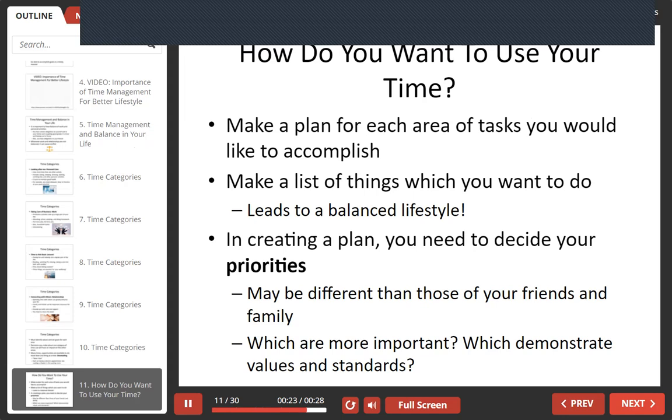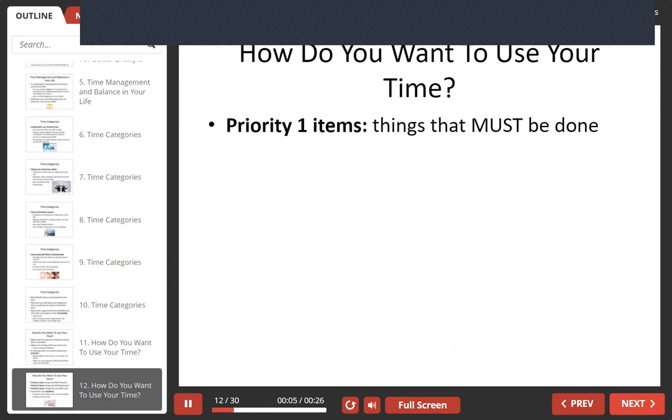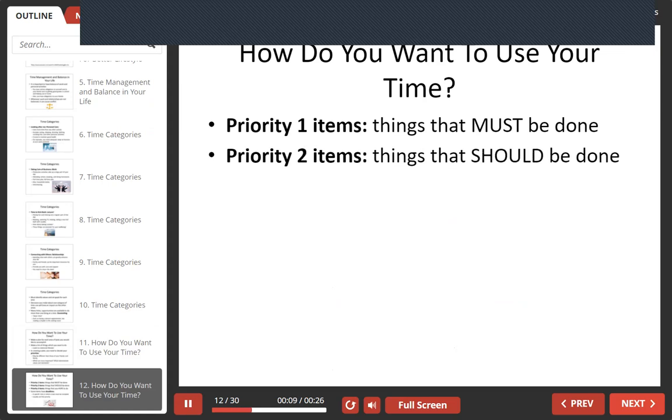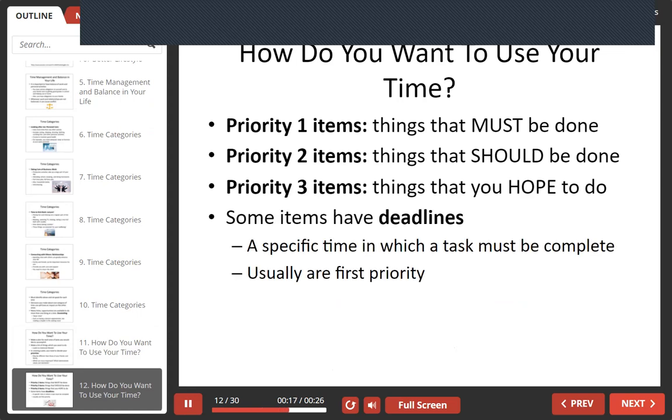Which do you think are more important? Which demonstrate your values and your standards? So there are many types of priority items. Priority 1 items are things that must be done. Priority 2 items are things that should be done. And priority 3 items are things that you hope to do. Some items have deadlines, which is a specific time in which a task must be complete. Usually these are first priority.